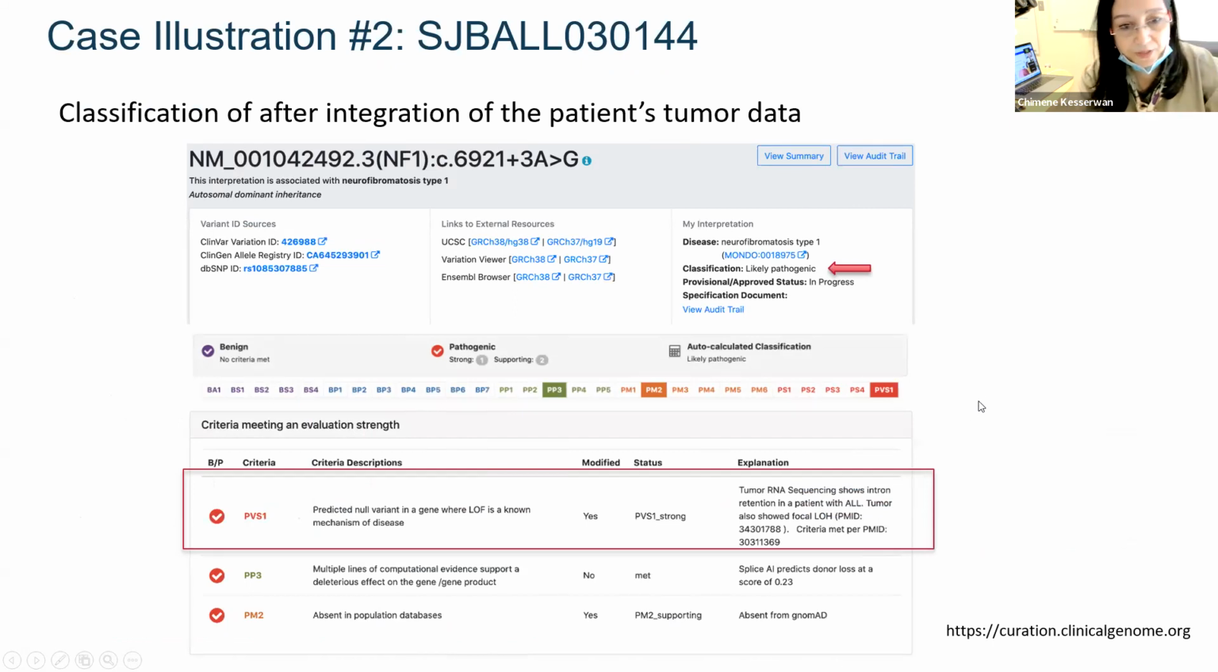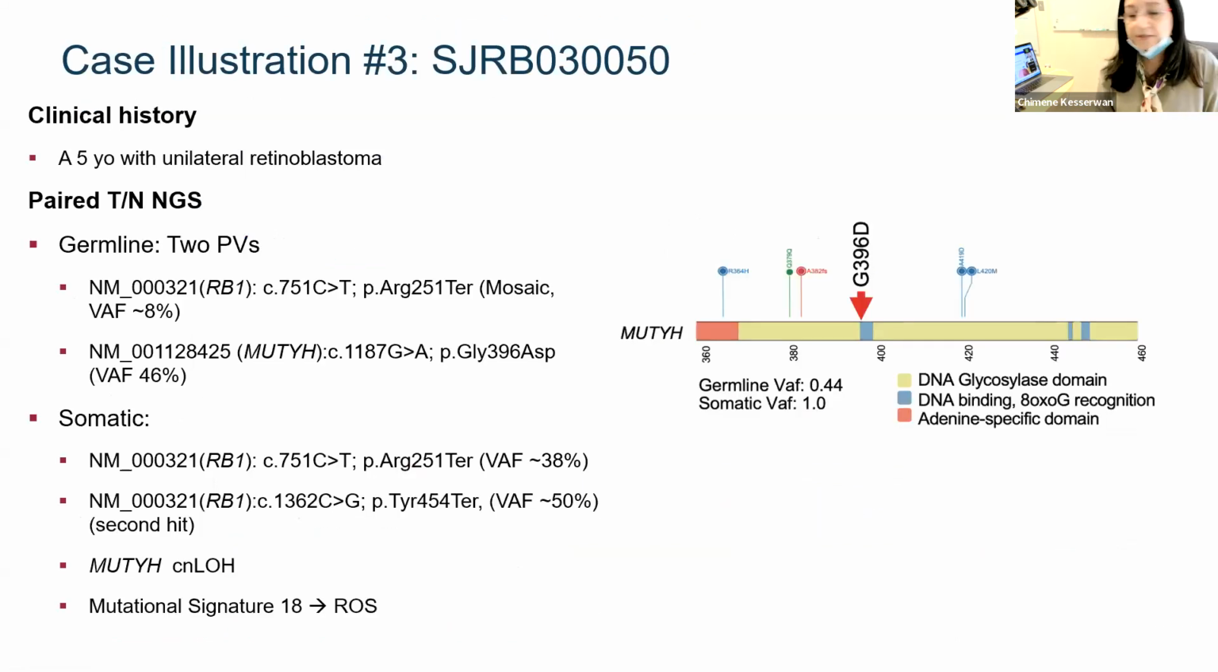We consulted with the Bruce Korf lab, and they also indicated to us that they have seen this variant in a setting of NF1. So the final classification is likely pathogenic. So now we will go to our last case, and we will have lots of time for questions.